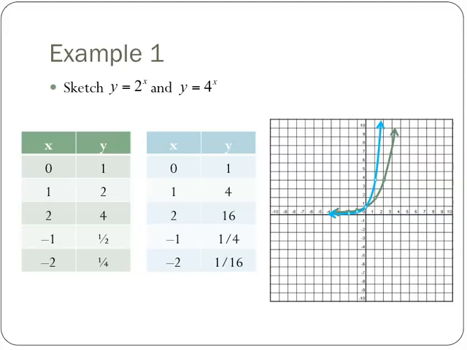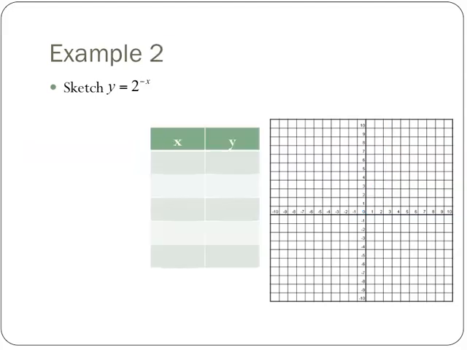Let's take a look at what happens when the exponent is negative. y equals 2 to the negative x. So plugging in 0, we have 2 to the 0, which is 1. Okay, plug in 1. So now we have 2 to the negative first. So that would be 1 over 2 to the first, which is 1/2. Plug 2 in, we have 2 to the negative second, which is 1 over 2 squared, which is 1/4.